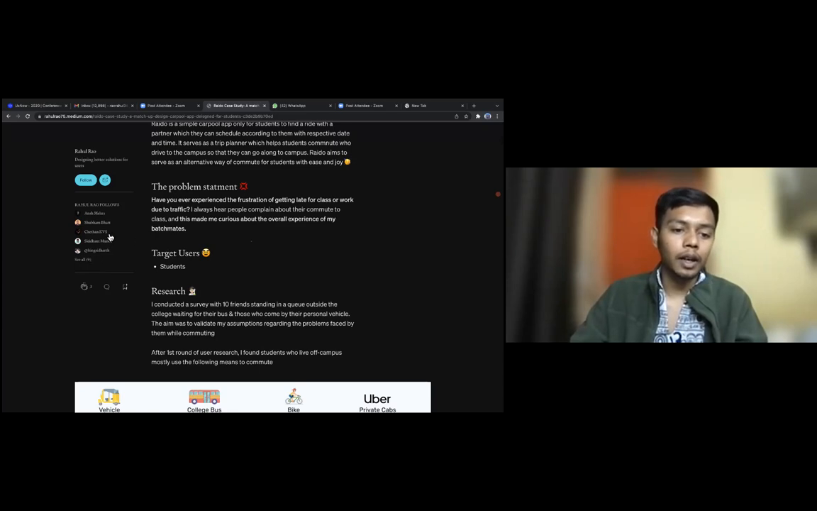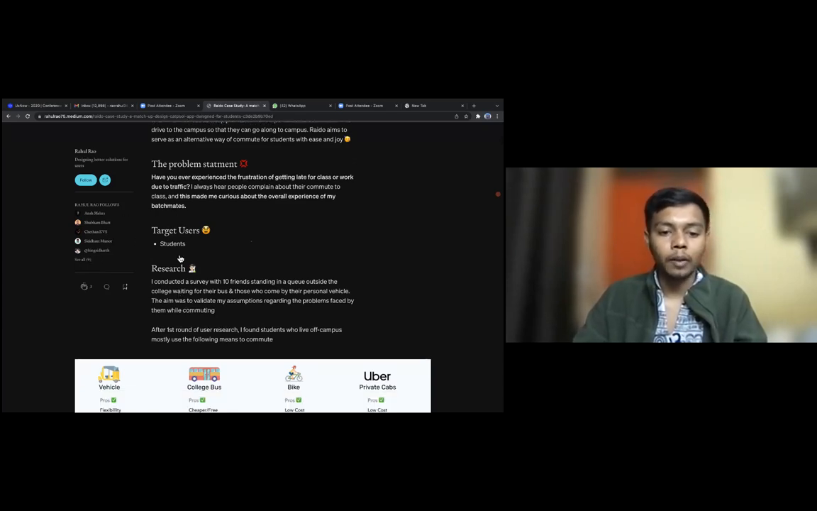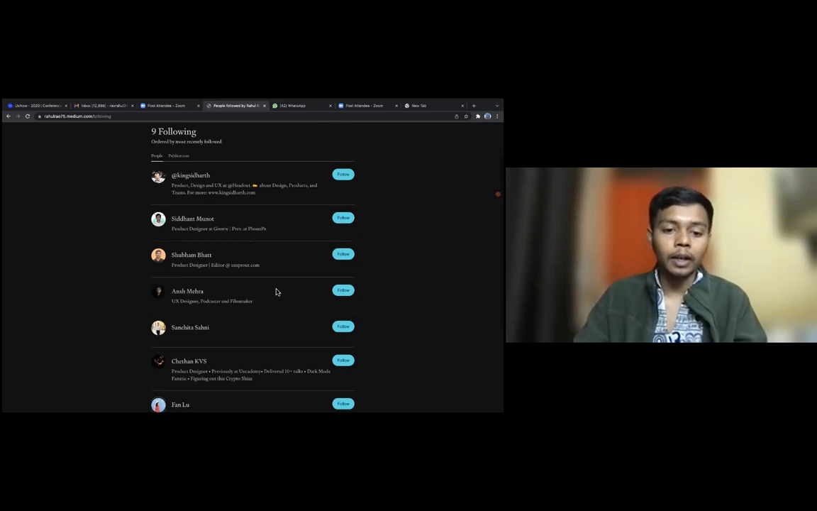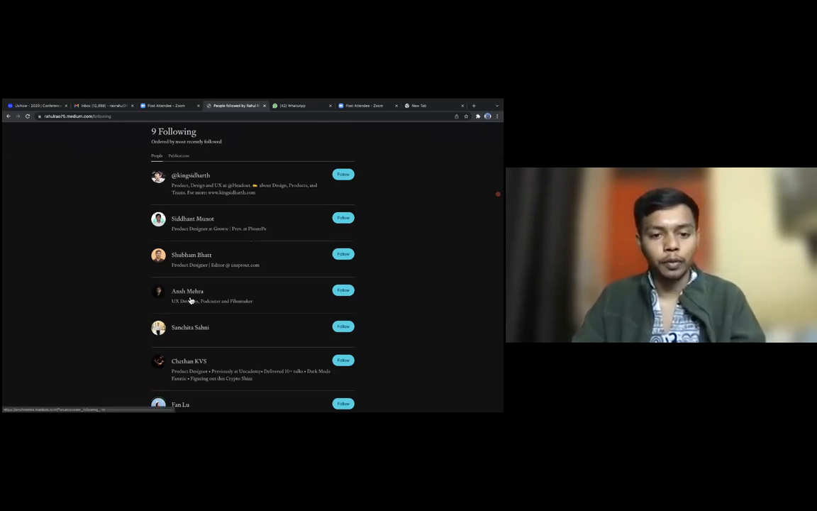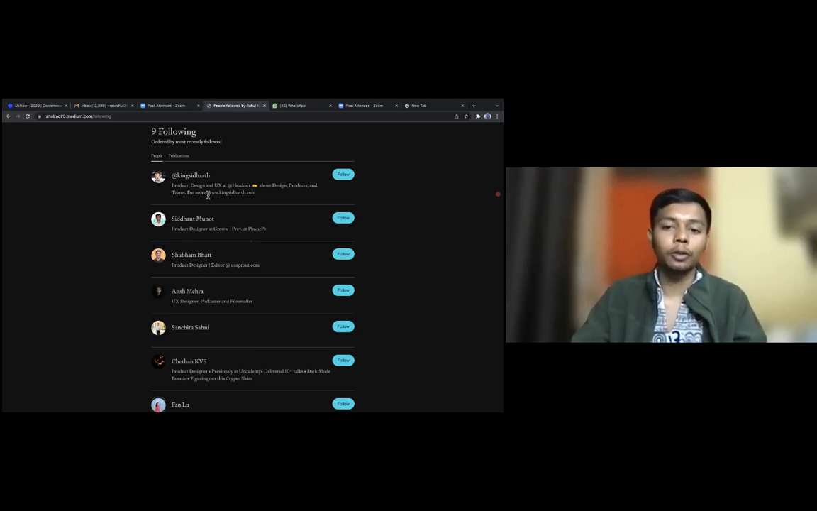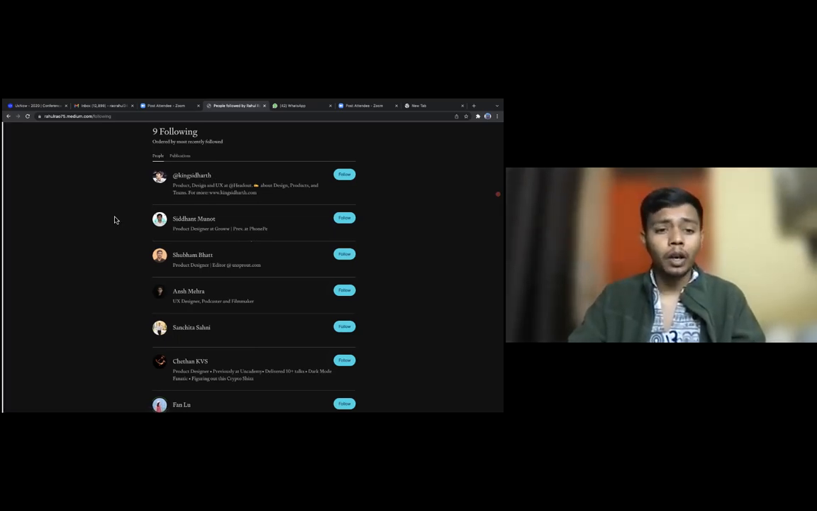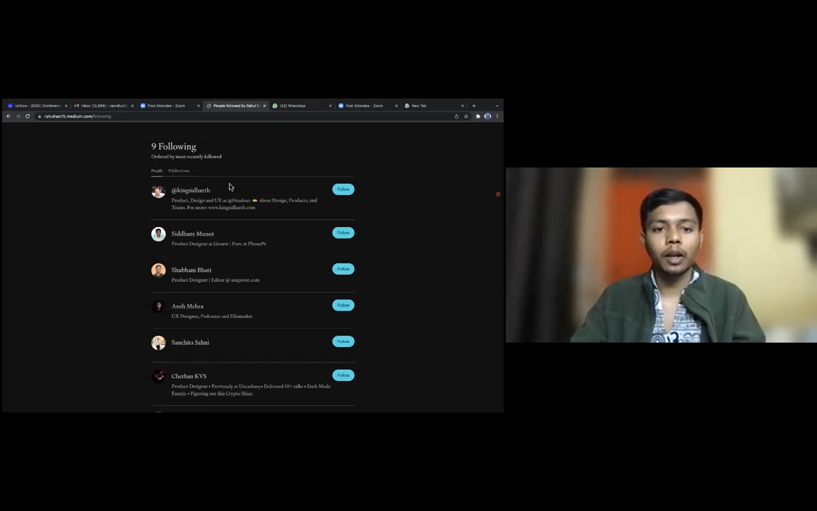I personally feel these are my mentors, because they are some of the best designers. If you check out Ansh Mehra's YouTube channel, you will find gems, because he has showcased some of his best work there. The same goes for Chetan KVS, who also has good videos. And the same with King Siddharth, who is also awesome. He does live sessions and basically case study showcases.